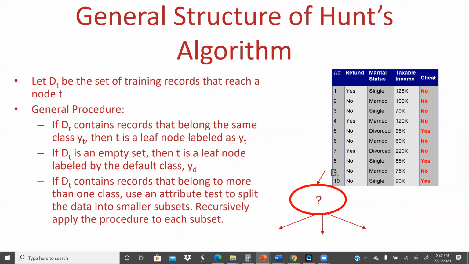If Dt contains records that belong to the same class yt, then t is a leaf node labeled as yt. Now, if Dt is an empty set, which means we don't have anything inside Dt, then t is a leaf node labeled by the default class yd. And if Dt contains records that belong to more than one class, this is where we have to use our attribute test to split the data into smaller subsets, and that's what we did in our previous decision tree. Then recursively apply the procedure to each subset, which means we have to start all over.